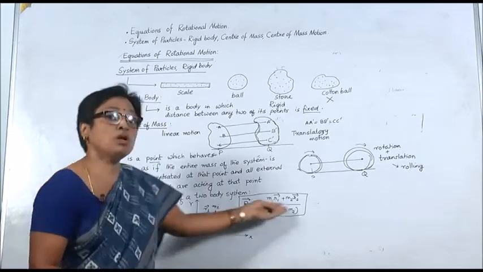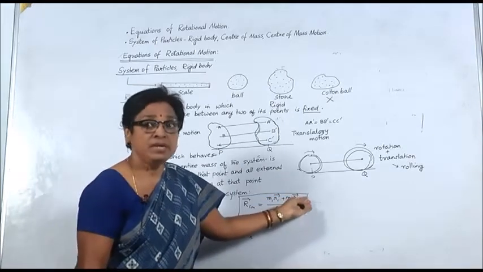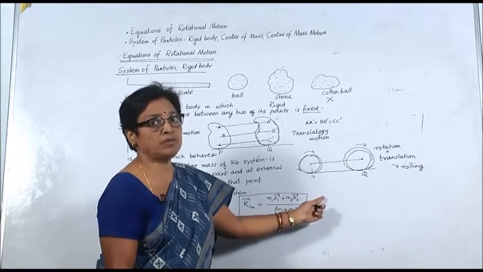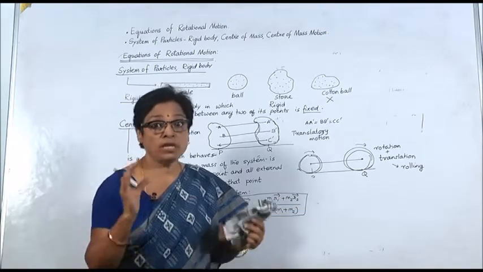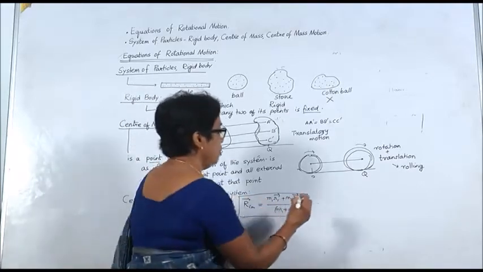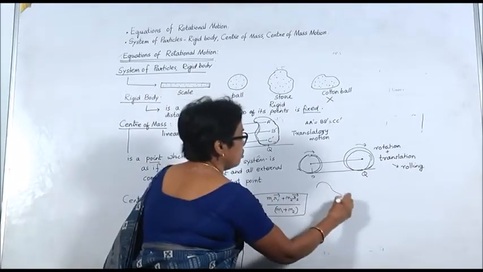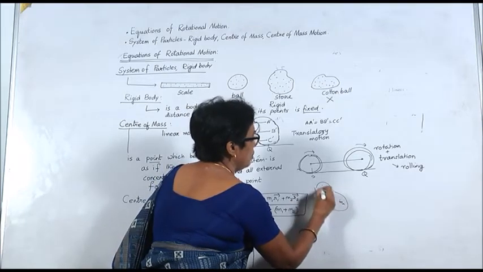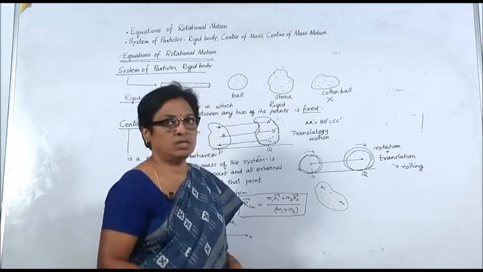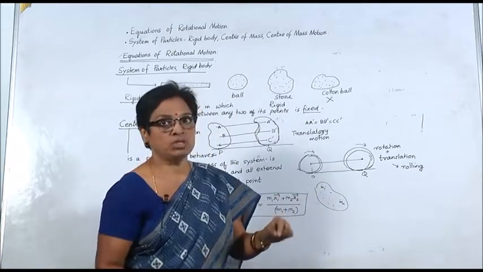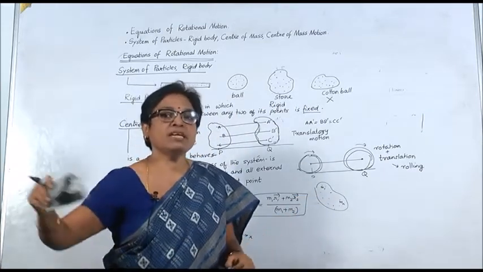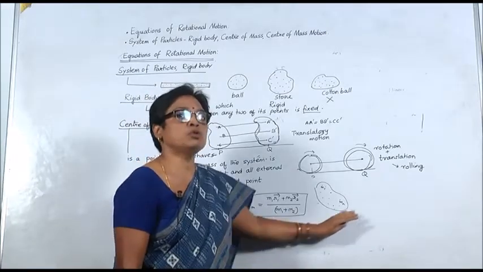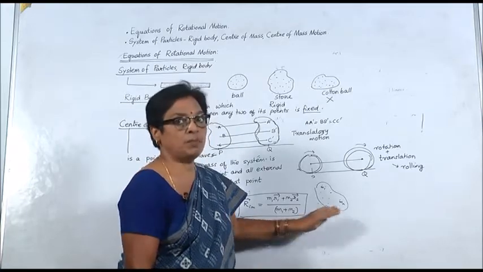Now, if there are more bodies, you simply extend this: m1 r1, m2 r2 plus m3 r3 plus m4 r4. That means you consider that the body consists of n particles. Instead of 2 particles, I can consider this body having m1, m2, m3, m4 up to mn, n number of particles. I add m1 r1, m2 r2, m3 r3 up to mn rn, divided by m1 plus m2 plus m3 up to mn. So, that is for n number of particles.